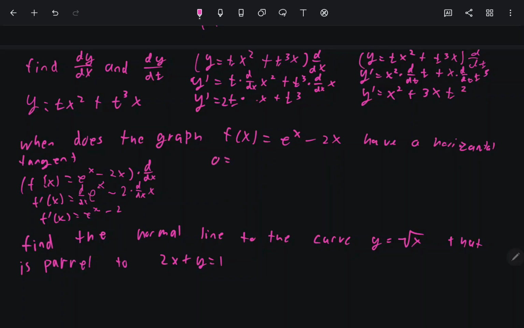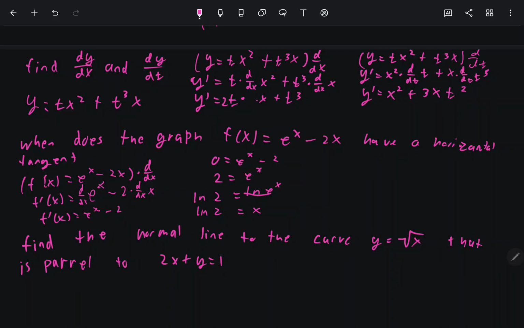Well, now let's solve that for 0. So 0 is equal to e to the x minus 2. Move the 2 over to the other side, so I get e to the x is equal to 2. Well, how do I get an x out of the exponent? We take the logarithm. So the natural log of 2 is equal to the natural log of e to the x. The natural log of e to the x will cancel, leaving x is equal to the natural log of 2. So it will have a horizontal tangent at x is equal to the natural log of 2.